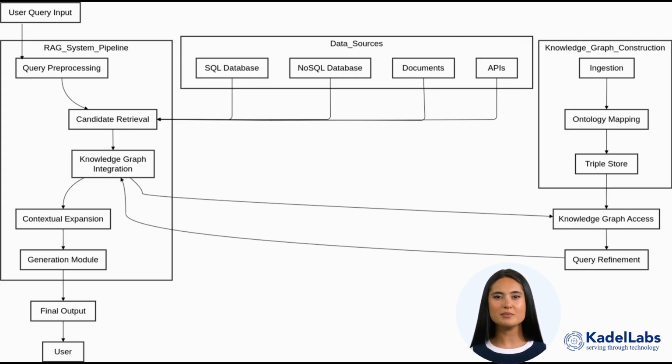The knowledge graph plays a central role here. It's built through the ingestion of raw data, ontology mapping to define relationships. Triple Store serves as graph database for efficient querying. The knowledge graph ensures that the data is meaningful and contextual by enabling query refinement that iteratively improves the query results. Integration feeds enriched insights back into the pipeline. Finally, the RAG system generates a response, which is delivered back to the user, closing the loop.